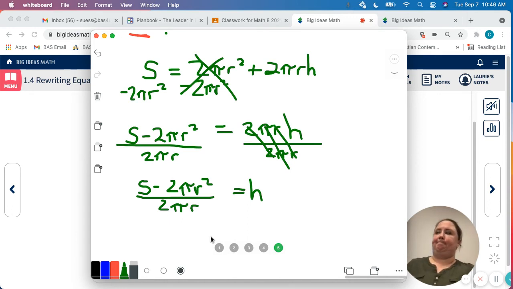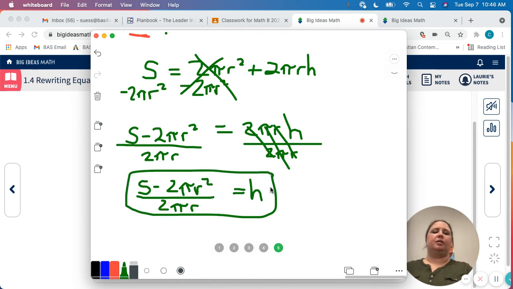Whoa. It's just rearranging. Algebra, these equations, all you're doing is rearranging it. So you just got to follow the plus and minus rule and then the divide multiply rule, and then you'll be fine. Okay, good.